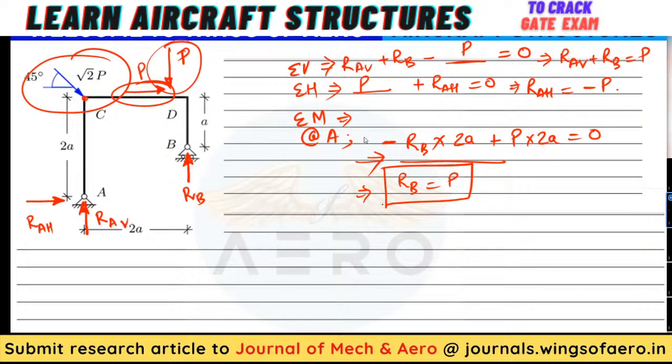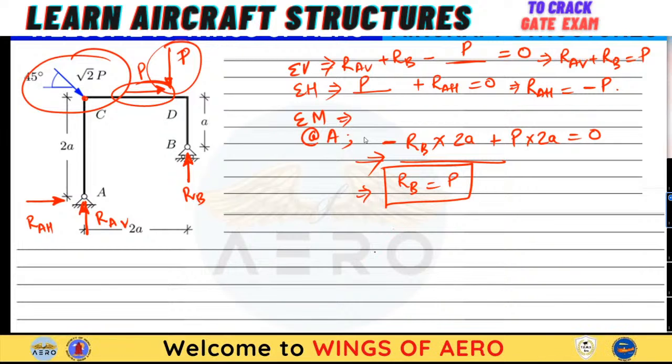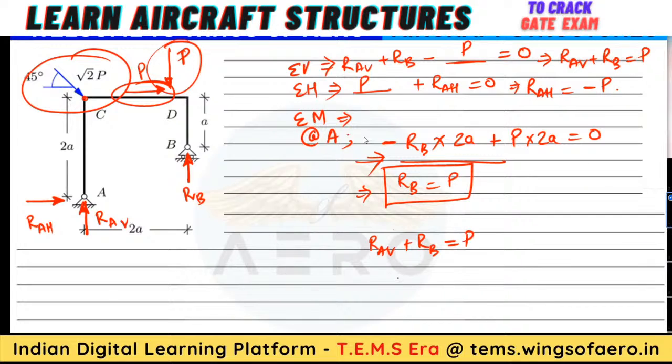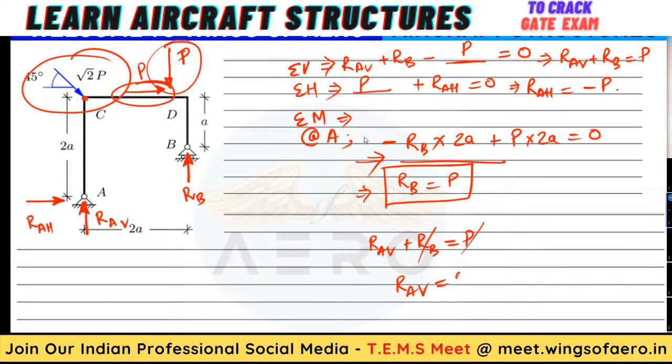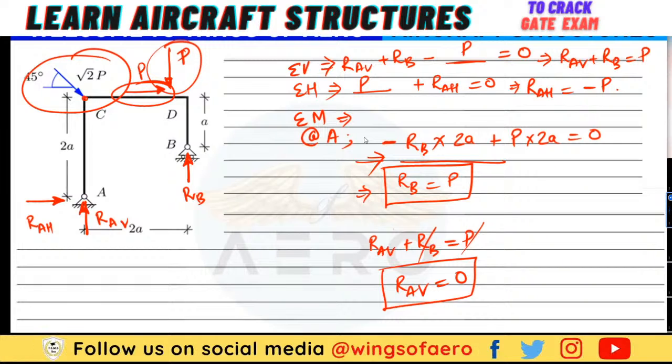Now if RB equals P, then RAV plus P equals P. This will get cancelled off, so RAV becomes 0. Right? This is the answer you got from this solution. Right? Could you follow?